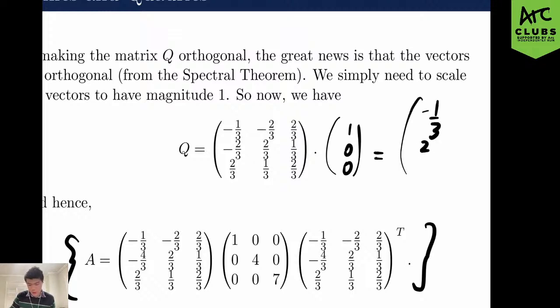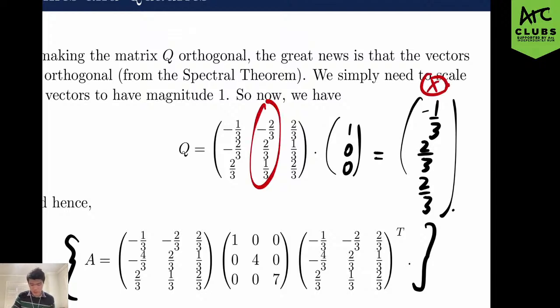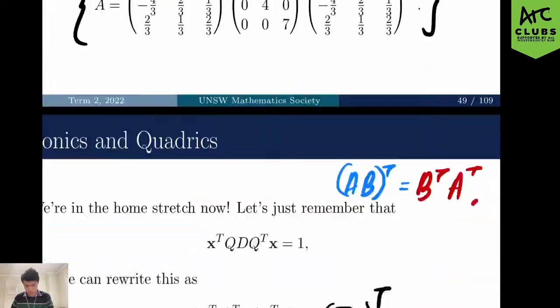this. So q times 1, 0, 0 is just equal to the first column. So minus 1 on 3, 2 on 3, 2 on 3. Right? And that means that's the first axis. The second axis is the second one. Third axis is the third one.